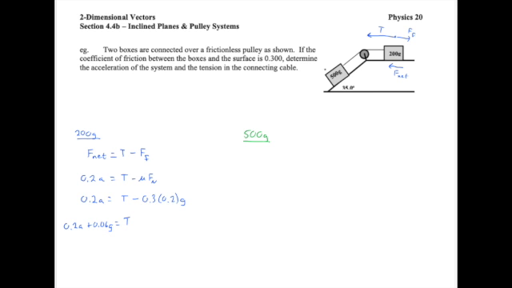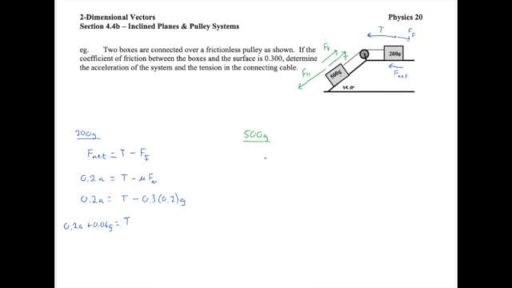So what's pulling this one down the ramp is going to be that force parallel. And there are two things counteracting that. I'm going to have a force of friction heading up the ramp, and then I'm also going to have a tension force pulling back up the ramp. Again, force of friction is always opposite the direction of motion, and force parallel is always down the ramp, and in this case my tension is opposing the motion.